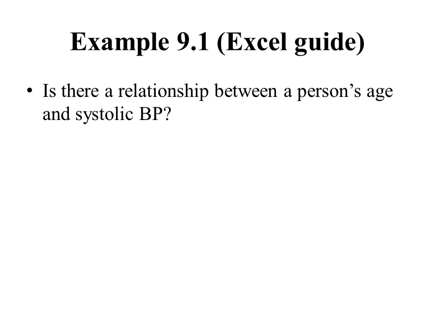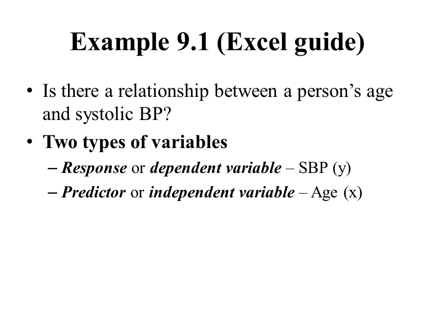Okay. So the first example we're going to look at is example 9.1 from the Excel guide. And the question that we want to try to answer is: is there a relationship between a person's age and systolic blood pressure? In any type of regression problem, we have two types of variables. We have the first one that we call the response, or the dependent variable, and the second type is called the predictor, or the independent variable.